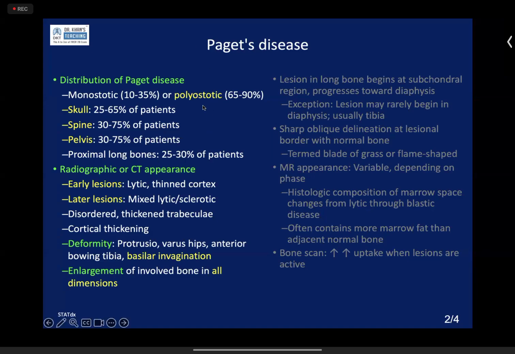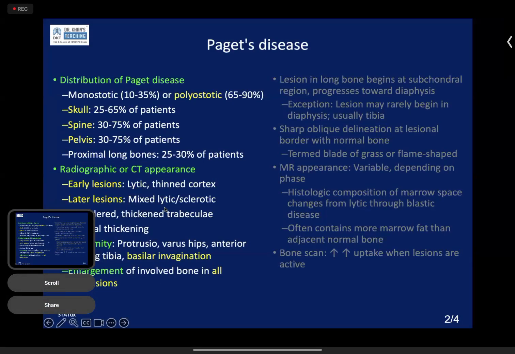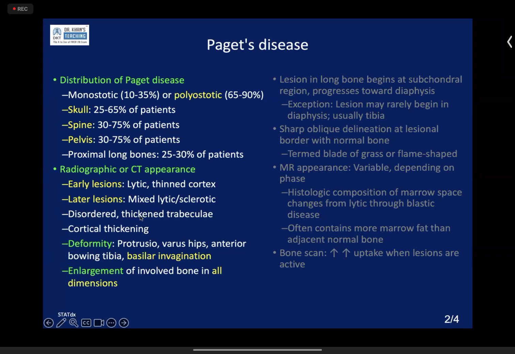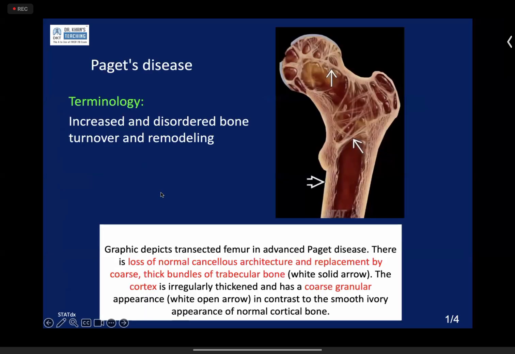I don't want to go into details, which you can read yourself. But one point I want to make is that early lesions can be lytic with thin cortex, then later on mixed lytic and sclerotic. So everything can happen. And then disordered thickened trabeculae and cortical thickening. So once you know this pathophysiology, you can make the radiology.